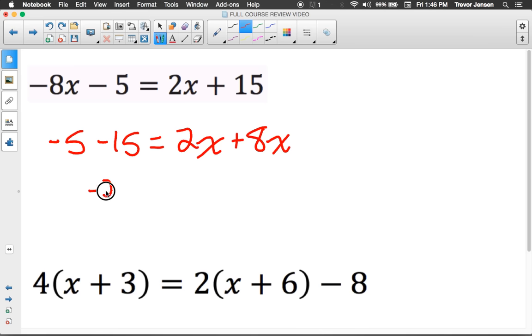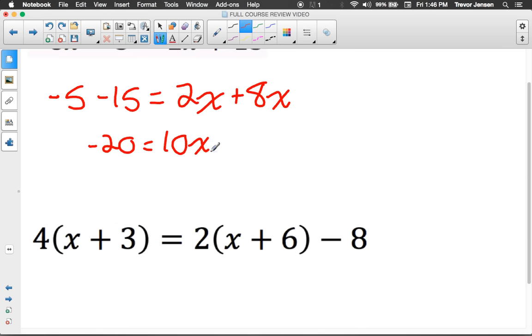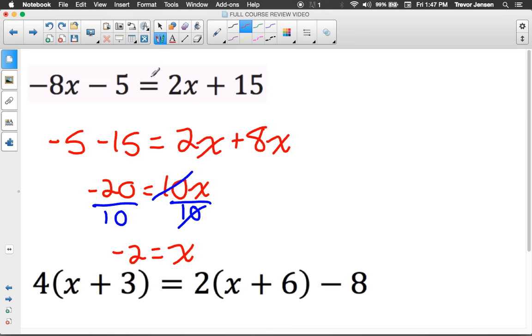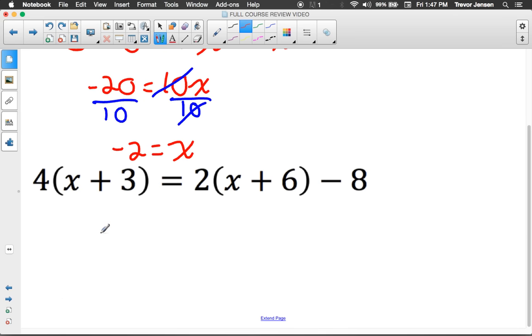Now collect my like terms, and then isolate the variable. Right now the x is being multiplied by 10, the opposite of multiplying by 10 is to divide by 10. So divide both sides by 10 to keep it balanced. The 10's cancel. And what I have is negative 20 over 10 equals x. Negative 20 divided by 10, I know that's negative 2. So negative 2 is my answer. And you could plug that back in and check your answer.